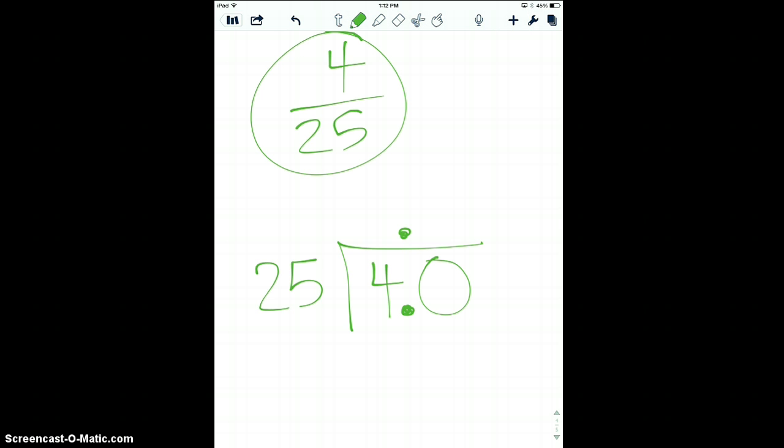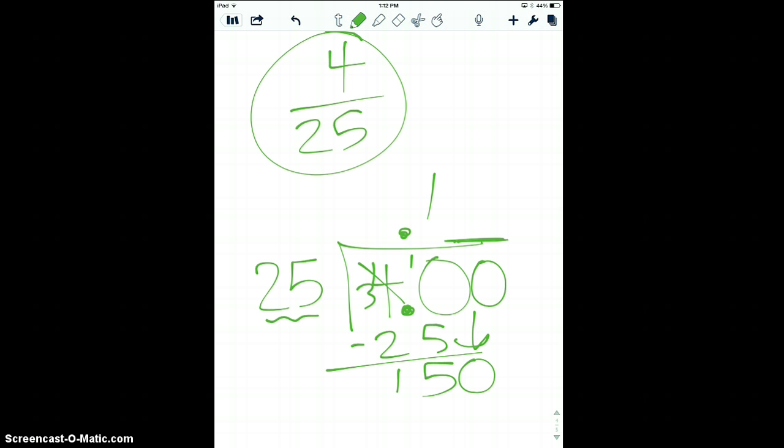So 25 goes into 40. How many times? Once. And did it go in perfectly? No, it did not. So 40 minus 25 is, if you subtract correctly, 15, because if you borrow, or you know it off the top of your head. Okay, we need the next digit. So to get the next digit, I'm going to annex a 0.